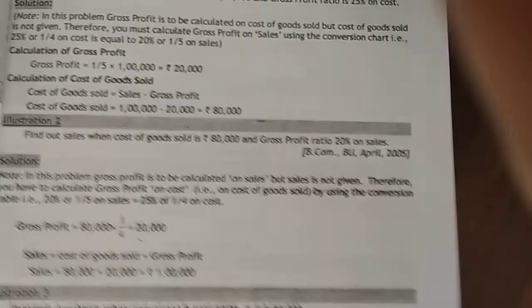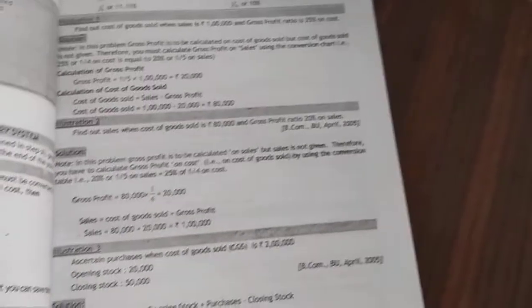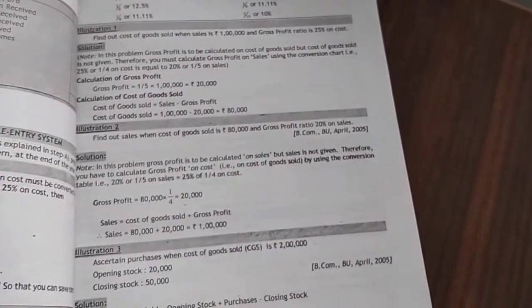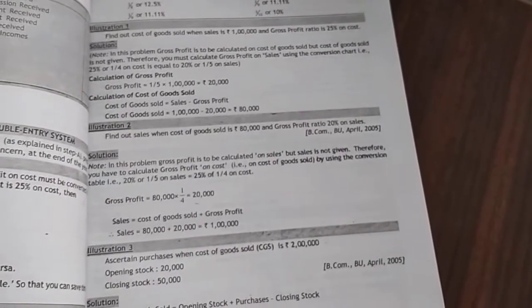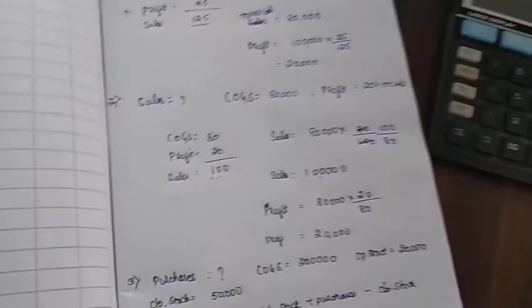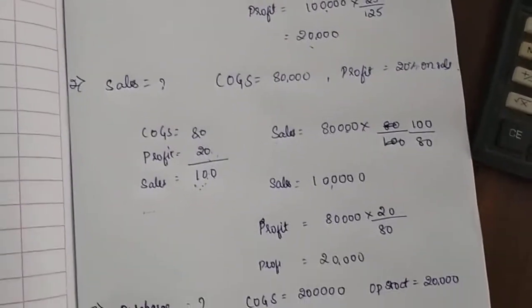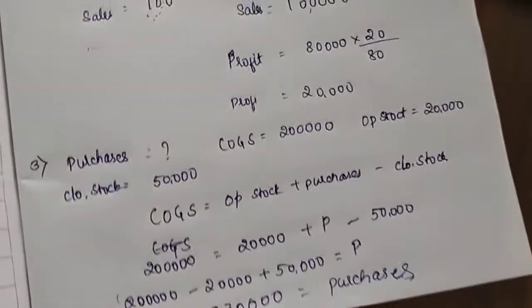So here is the question. You can write it down. The answer will be there. You can take a screenshot of the question, and here is the answer. First one, second one, third one. Here one more question is there, that is the fourth question.